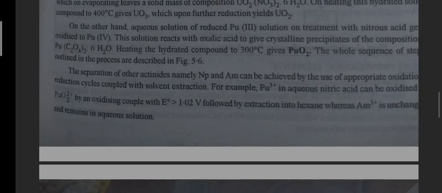For example, Pu3+ in aqueous nitric acid can be oxidized to PuO2 2+ by an oxidizing couple with electrode potential greater than 1.02 volt, followed by extraction into hexane, whereas Am3+ is unchanged and remains in aqueous solution.